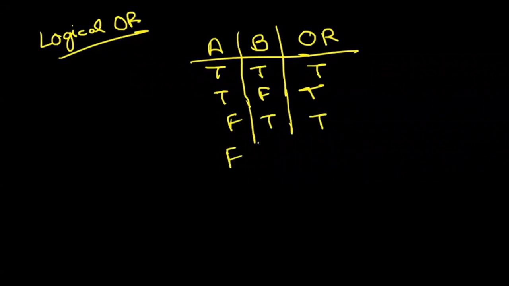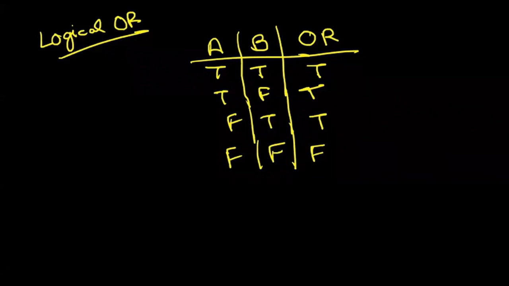But if both the statements, or both the expressions, evaluate to be false, then the logical or will become false. So logical or evaluates to false only if both the statements, or all the component statements, are false. Even if one of them is true, then the logical or output will be true.